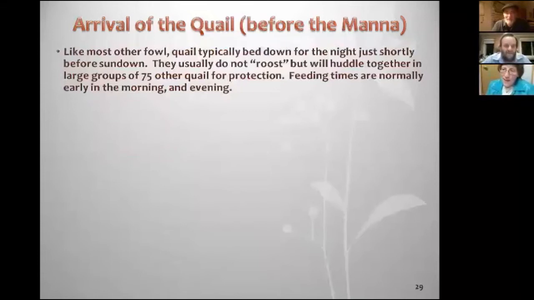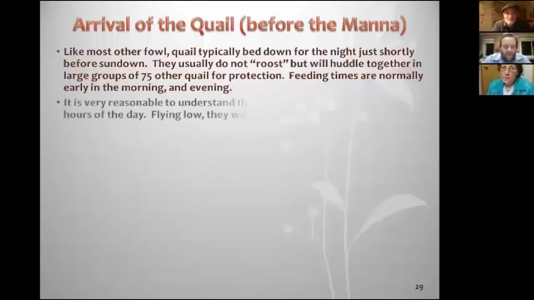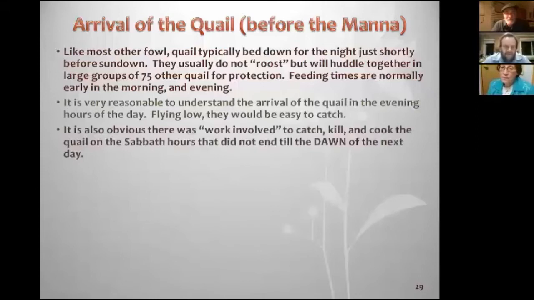Like most other fowl, quail typically bed down for the night just shortly before sundown. They usually do not roost, but will huddle together in large groups of 75 or more other quail for protection. Feeding times are normally early in the morning and evening. It is very reasonable to understand the arrival of the quail in the evening hours of the day. Flying low, they would be easy to catch.